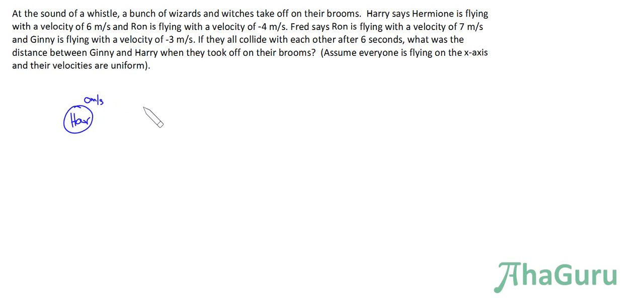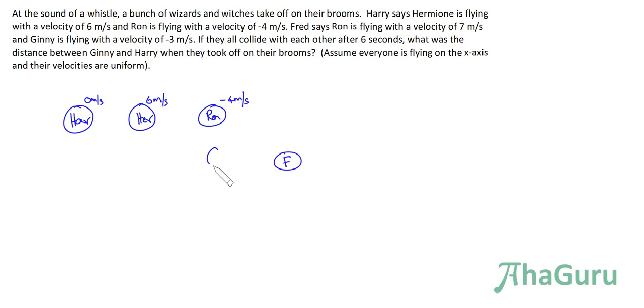So Harry is saying that Hermione is flying with a velocity of 6 meters per second and Ron is flying with a velocity of minus 4 meters per second. Now Fred says, so that means Fred is somewhere there.